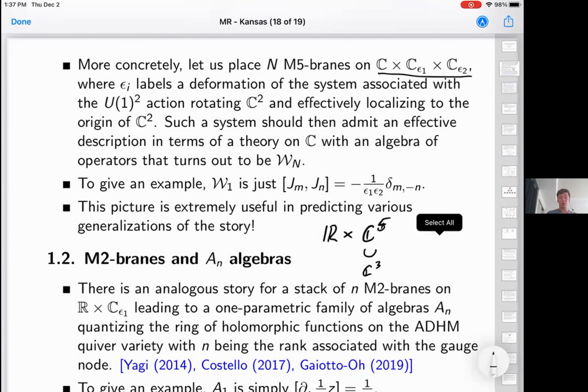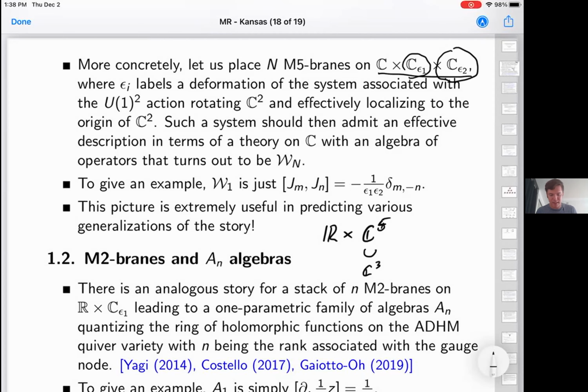Right. And I'm going to introduce a deformation of the system by two parameters, epsilon1 and epsilon2, associated with the torus action, the obvious torus action rotating the two coordinate lines inside C2. This deformation is only along two of the directions inside the C3. And this deformation localizes. You should be thinking about turning on equivariance with respect to this torus action, and this deformation effectively localizes the theory to the origin of this C2.